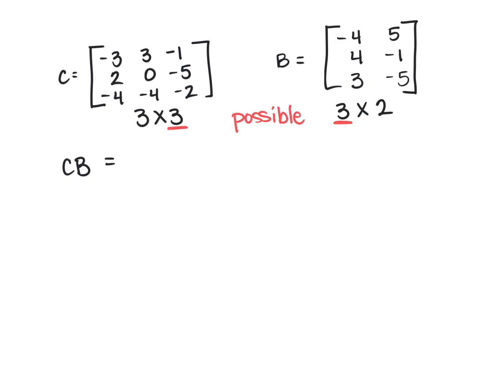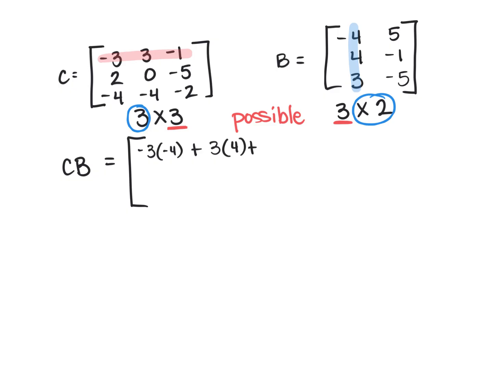And then as I look at what's left, I know that my answer matrix is going to be a 3 by 2. So when I finish, I should have 3 rows and 2 columns. So then we start our multiplications. So we're going to go across this row, and then we're going to go down this column. And you slide 1 as you go. So you've got -3 times -4. And then we're going to add to that 3 times +4. And then add to that -1 times 3.